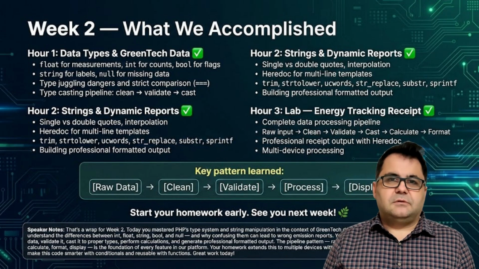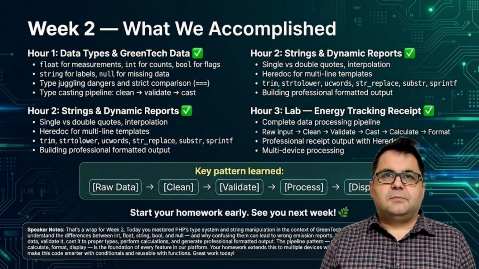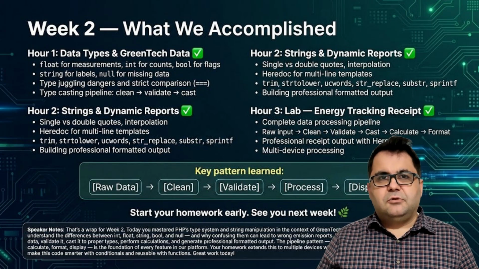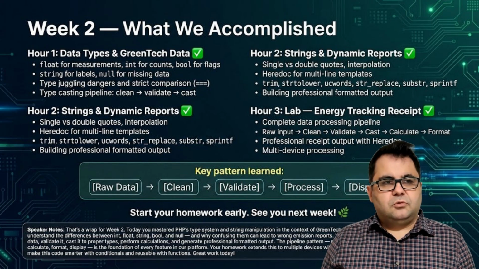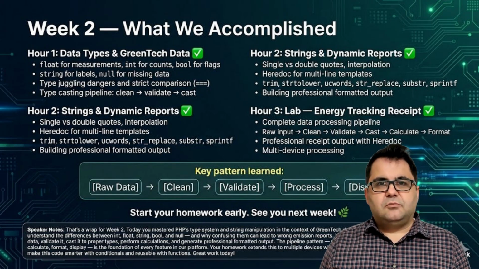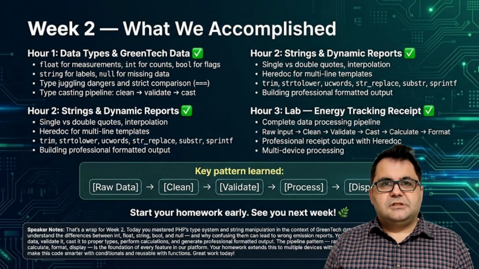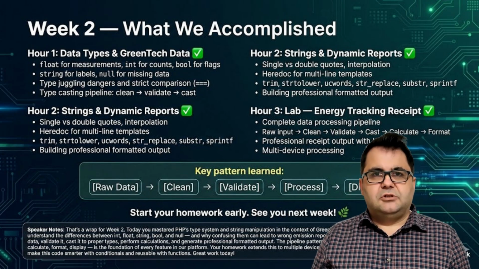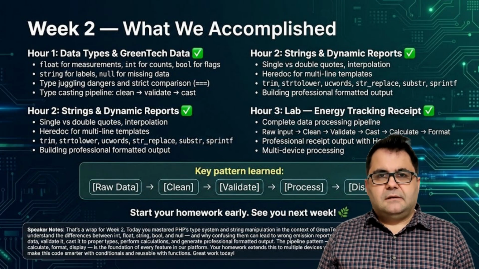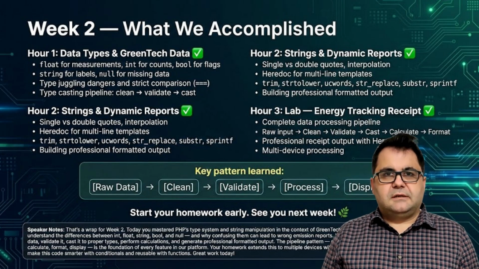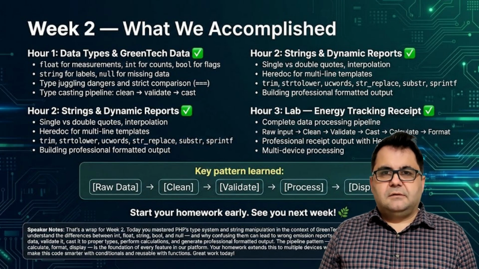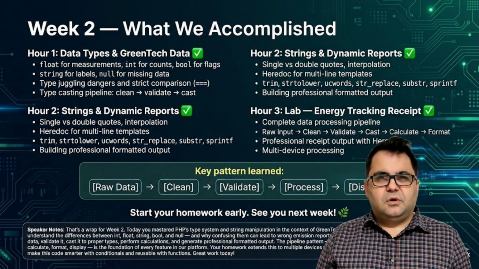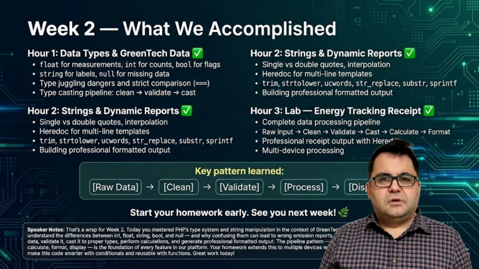That's a wrap for week 2. Today you mastered PHP's type system and string manipulation in the context of GreenTech data processing. You understand the differences between int, float, string, bool, and null, and why confusing them can lead to wrong emission reports. You can clean messy sensor data, validate it, cast it to proper types, perform calculations, and generate professional formatted output. The pipeline pattern, raw input, clean, validate, cast, calculate, format, display, is the foundation of every feature in our platform. Your homework extends this to multiple devices with a solar offset.